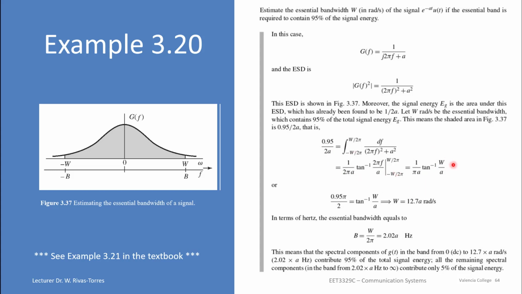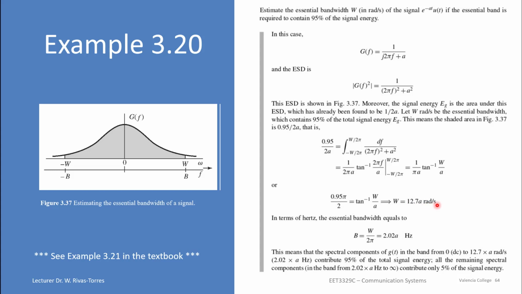I'll let you walk through the integral. And then you have 0.95 pi over 2. The author already simplified this expression: 0.95 to a equals, and he got rid of the a, and this is why there's a pi there. So that's going to be the inverse tangent of w over a.